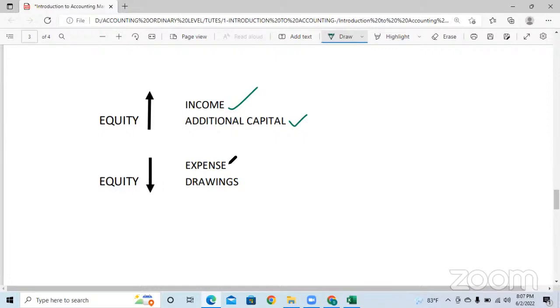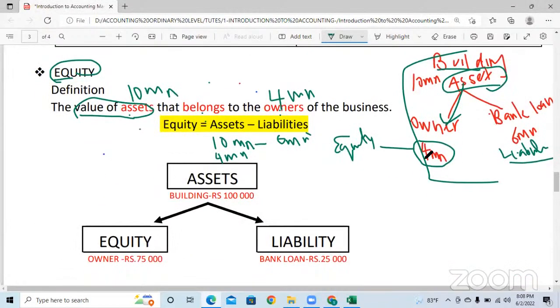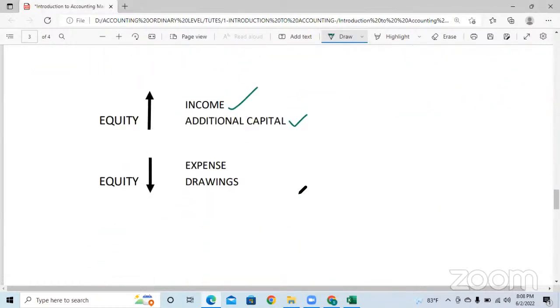Okay? What is additional capital? Additional capital is where the owner brings money again from his house. For example, first of all, owner put how much? Owner put 4 million, right? After one year, owner comes and invests another 1 million. At the start, he invested 4 million. Now he comes and invests another 1 million. So then, guys, we call this additional capital. Additional capital is something the owner brings after the first time capital.